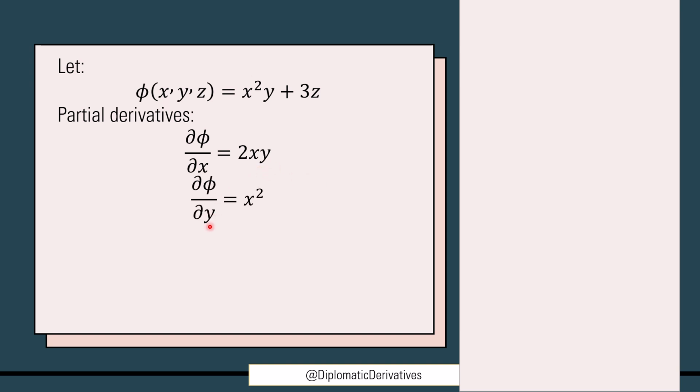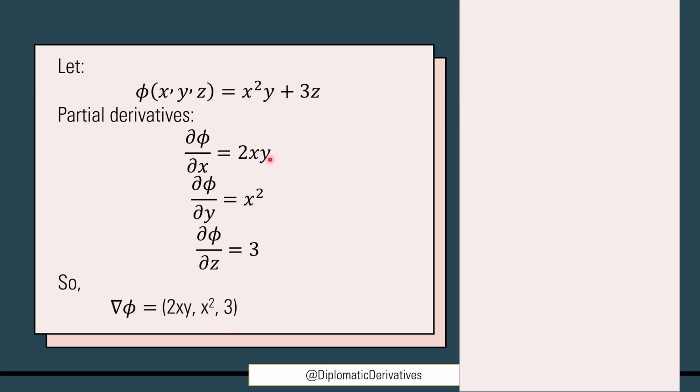Next you will do del phi by del y. With respect to y, x squared stays as it is and the derivative of y is 1. So you will have x squared, plus 0 because the other term has no y. And then del phi by del z. The first term does not have any z, so it becomes 0, plus 3z, whose derivative is 3. Okay, so now you have del phi by del x, del phi by del y, and del phi by del z. Therefore, nabla phi, which is the gradient, is equal to (2xy, x squared, 3).